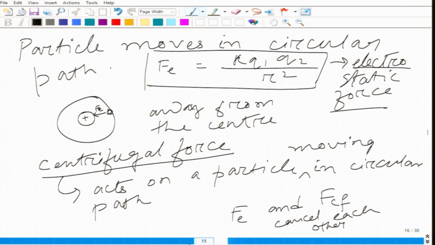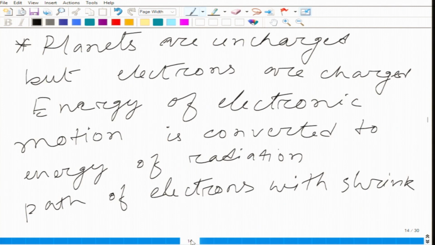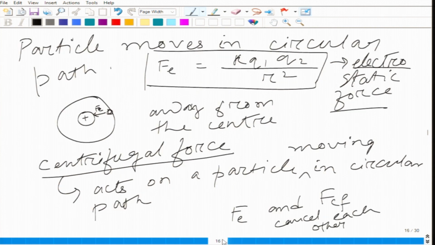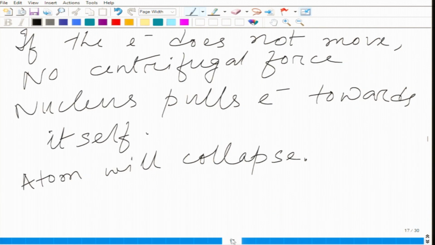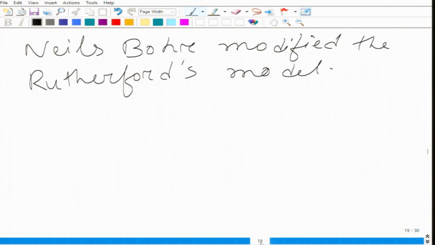So what were all the drawbacks? The drawbacks were that the moving electrons will emit radiation. So gradually the path of the electrons will sink and they will fall into the nucleus. The second drawback was if the electrons do not move, then also the nucleus will pull them towards itself. And the third point was there was no statement about the distribution of electrons in the atoms.